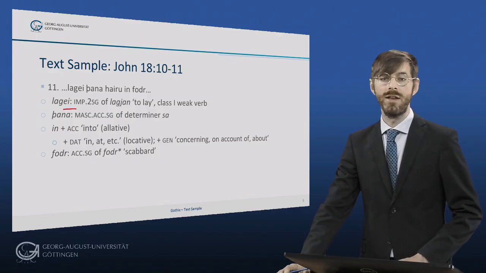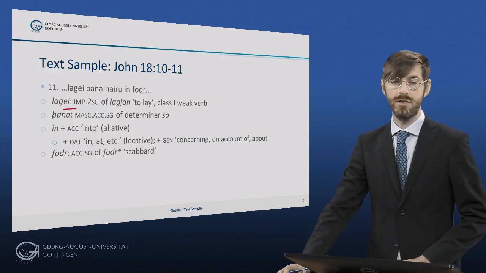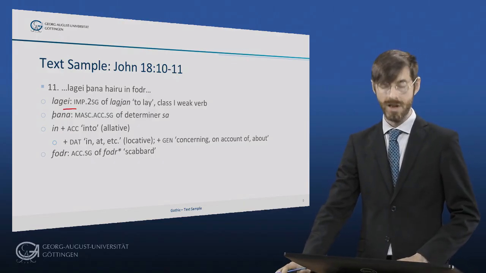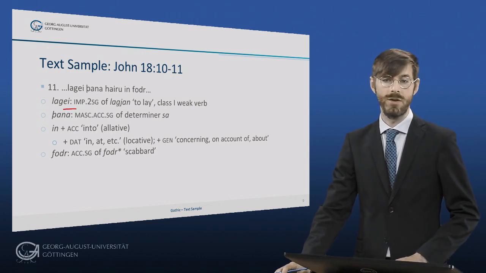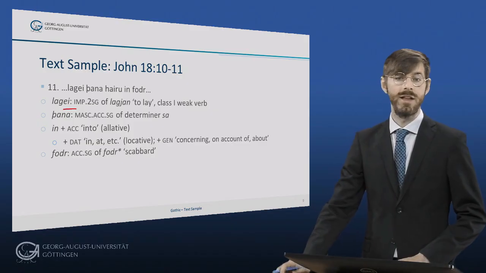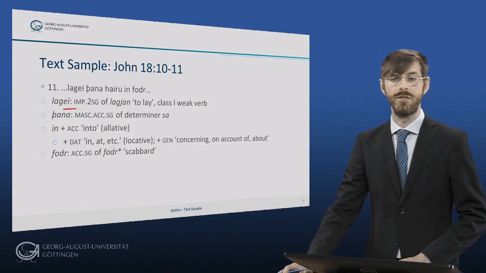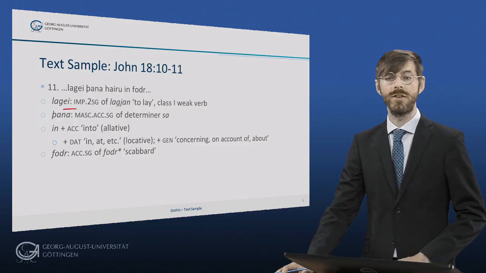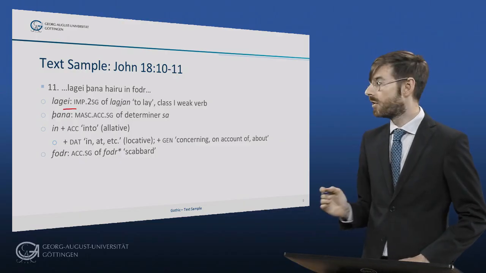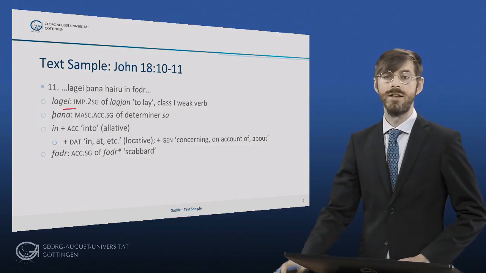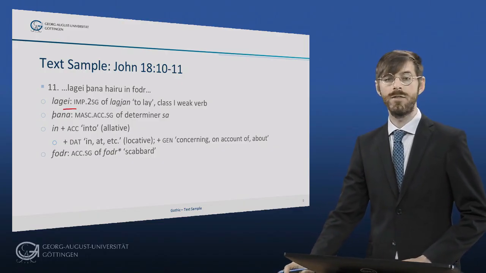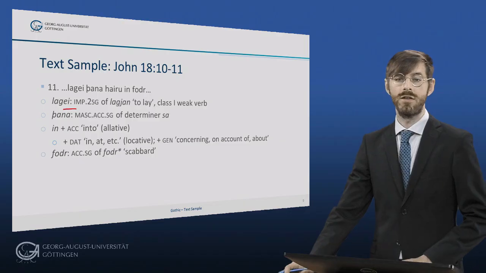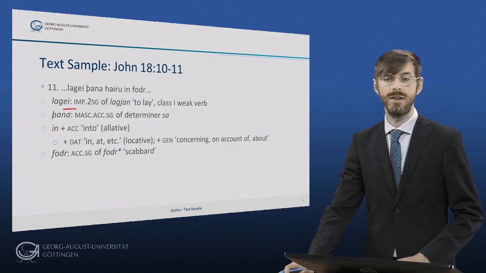Derivationally, the verb lagjan can be contrasted with the class 5 strong verb ligan, "to lie," which provides the derivational base for lagjan. In other words, lagjan here is the causative, derived with suffixation and ablaut from the non-derived intransitive ligan. Þana here is the accusative singular of the determiner sa, translated with the Greek article τήν.